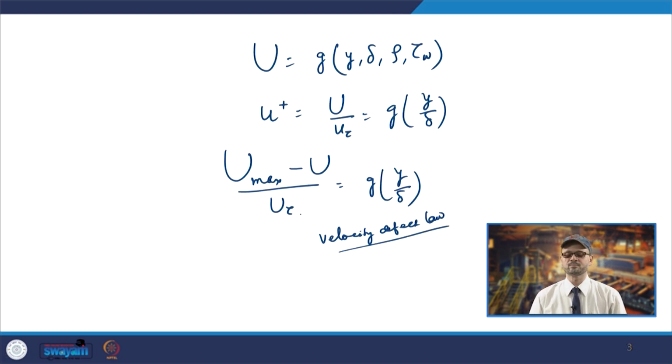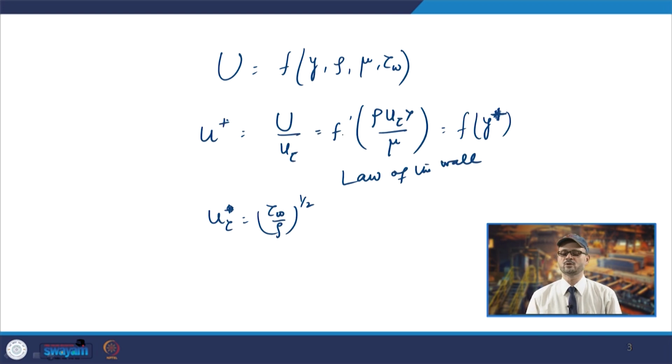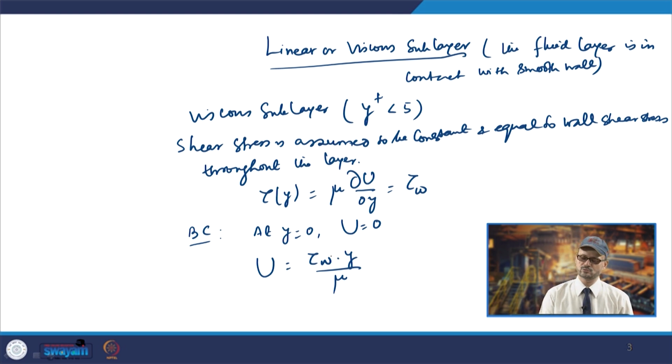Further, earlier you have got u by u tau is u plus, and y plus is rho u tau y by mu. So, you can write here u by u tau and all that. With some algebra you can further define u plus and y plus, and you get u plus equal to y plus. So, you have a linear relationship between u plus and y plus.